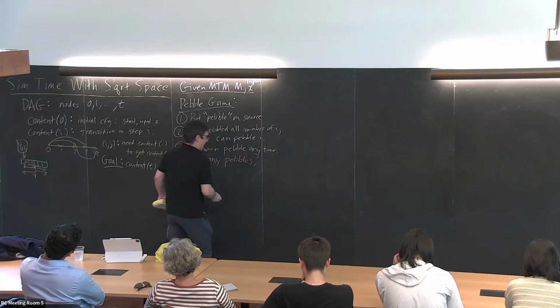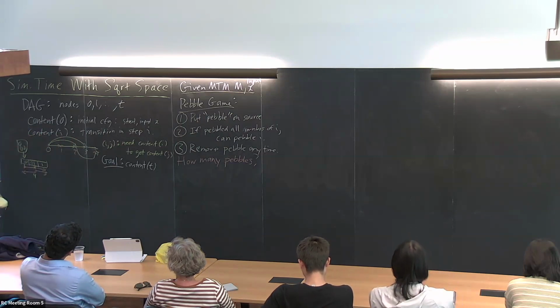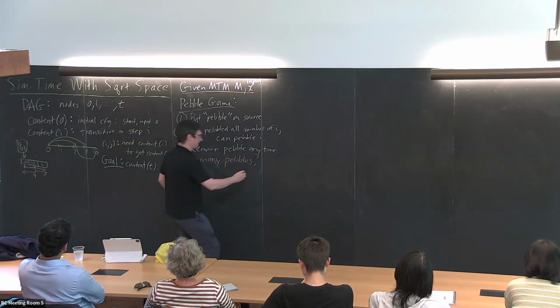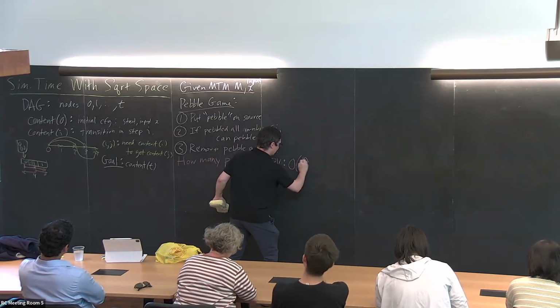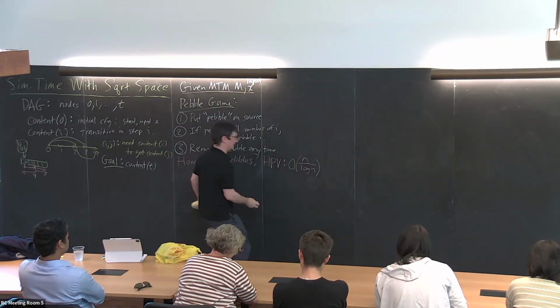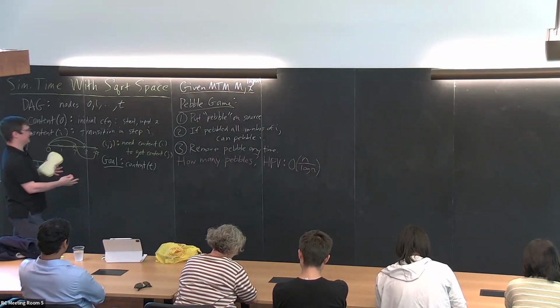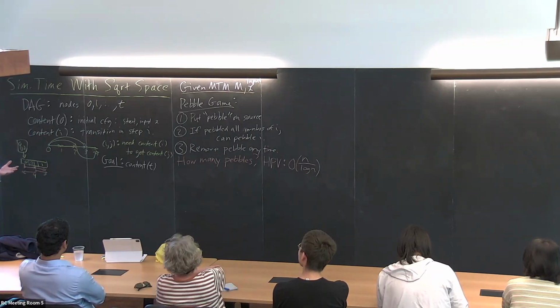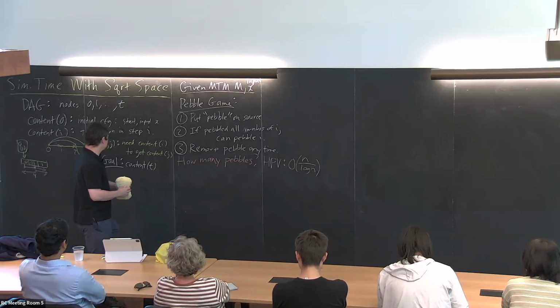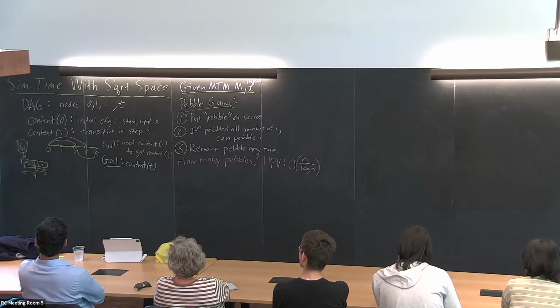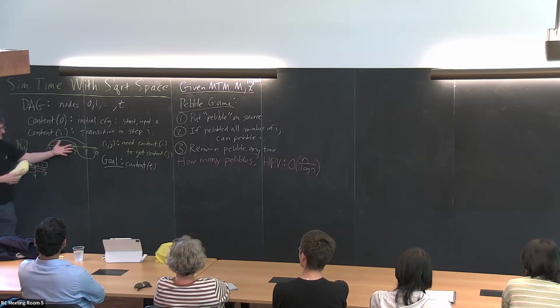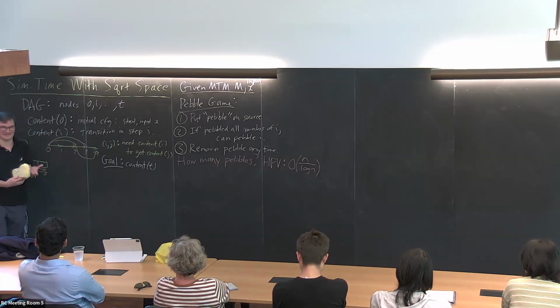Hopcroft, Paul, and Valiant showed that for an n-node DAG, you can get away with n over log n pebbles. So this strongly suggests that you should be able to get some space simulation. But where do we put this DAG? As Heinlein pointed out, this DAG depends on the machine and the input, and there's no obvious way to write down this DAG.